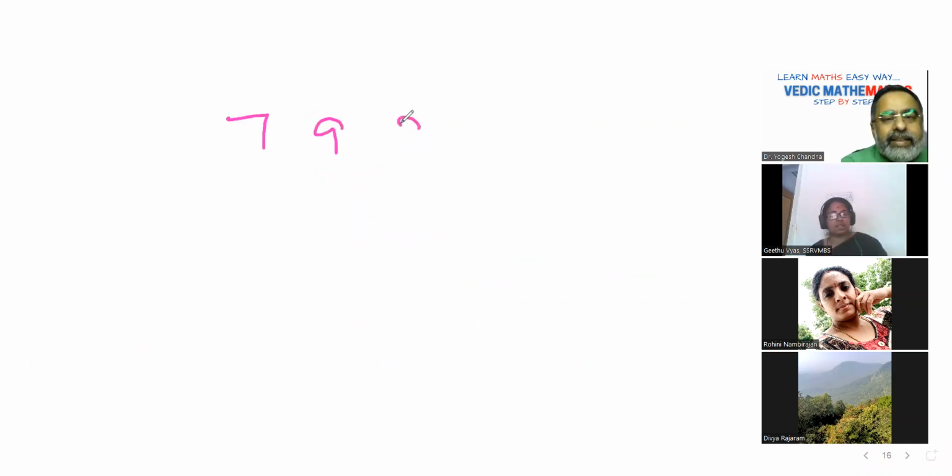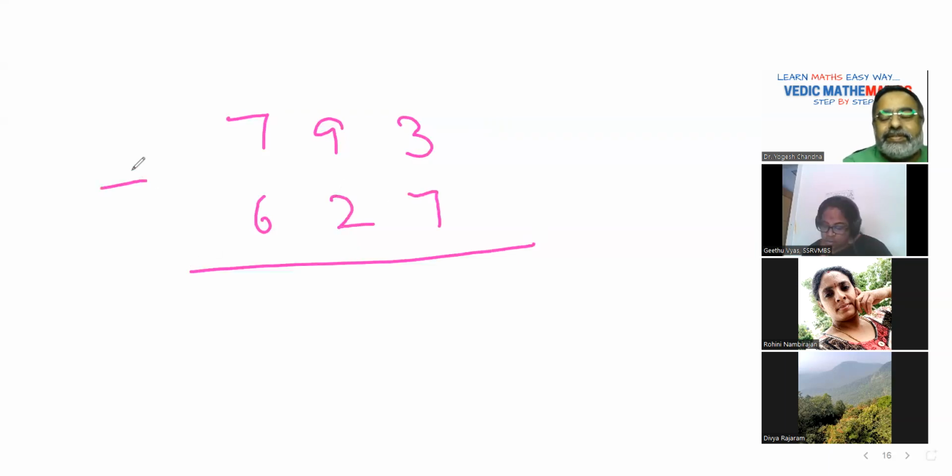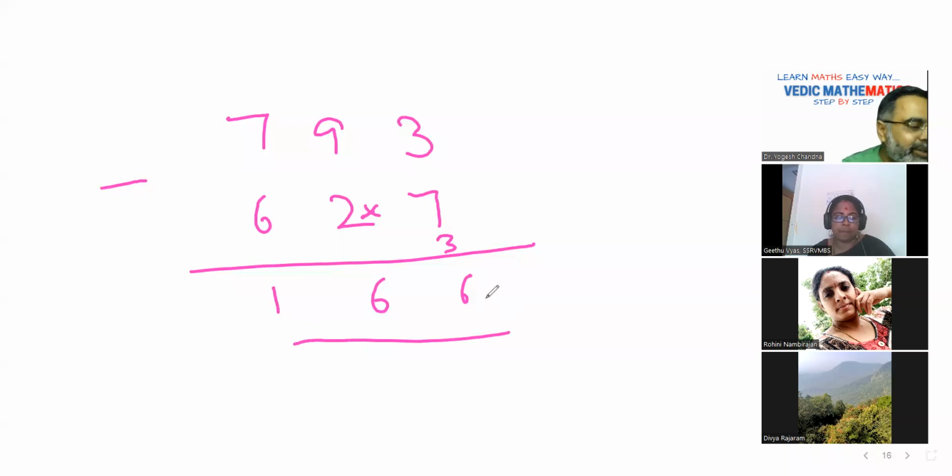Seven, 9, 3, 6, 2, 7. 166, sir. So again, 3, 6, 2. So 9 minus 3 is 6. 1. So only 1 was required and we have done it. Any questions you have? Anyone? Okay.